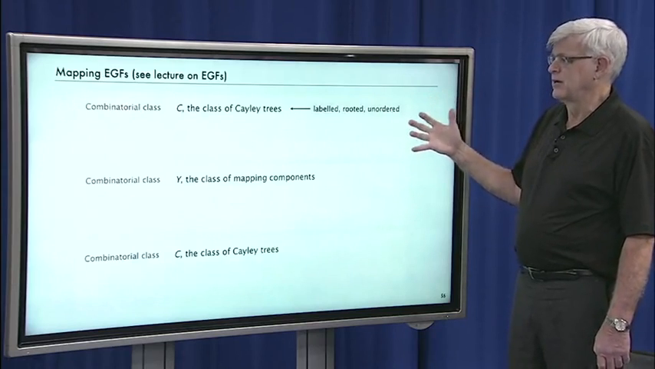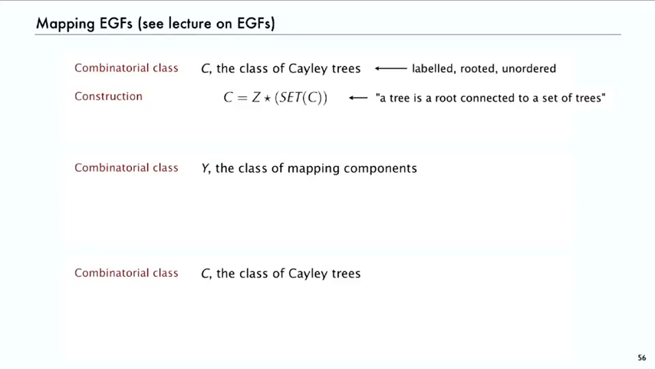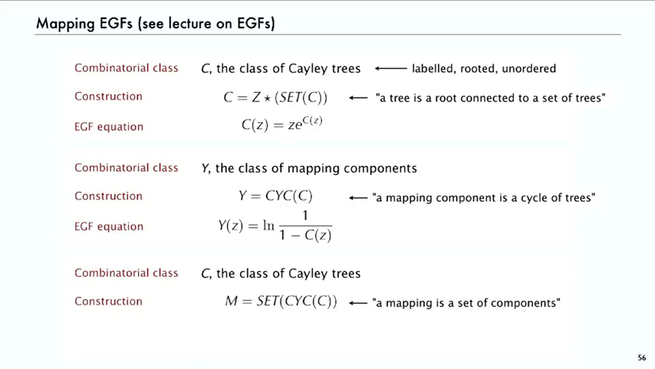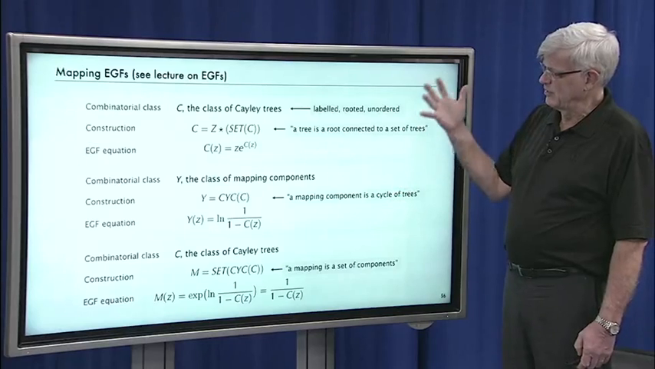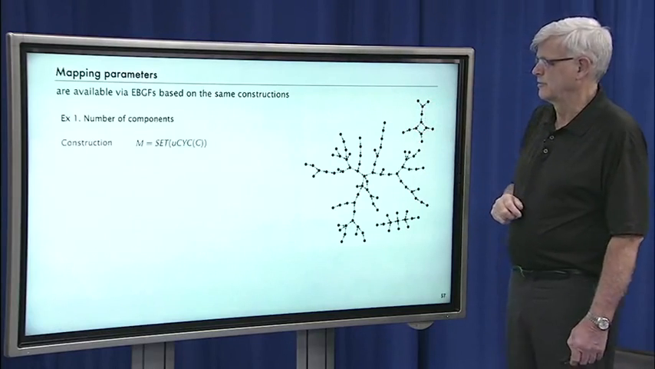And this is a summary of what we did in the last lecture, starting with Cayley trees. A Cayley tree is a root connected to a set of trees, which gives the EGF equation C equals z e to the C. Mapping components are cycles of trees, which is log of 1 over 1 minus C of z. And the set of mappings is a set of components, so it's e to that power, which leaves the 1 over 1 minus C. So those are the EGFs, and in the context of this lecture, the point is we can use these same constructions to get generating functions for mapping parameters.